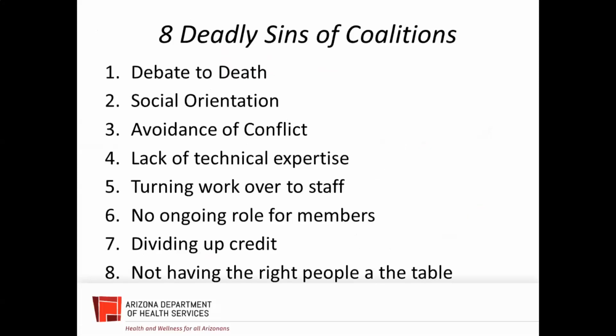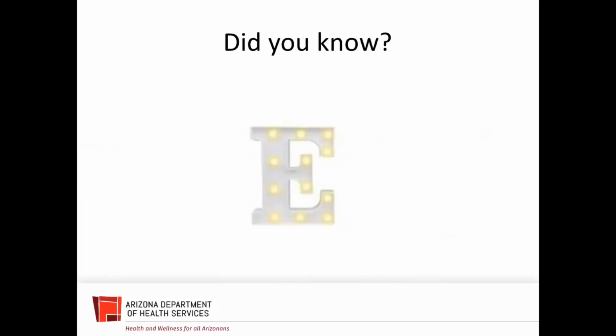Eight deadly sins of coalitions include debate to death, social orientation, avoidance of conflict, lack of technical expertise, turning work over to staff, no ongoing role for members, dividing up credit, and not having the right people at the table.